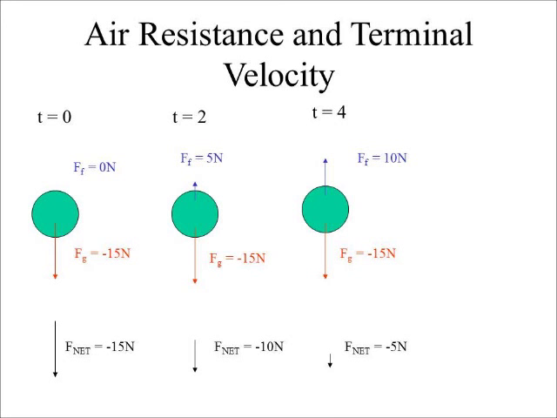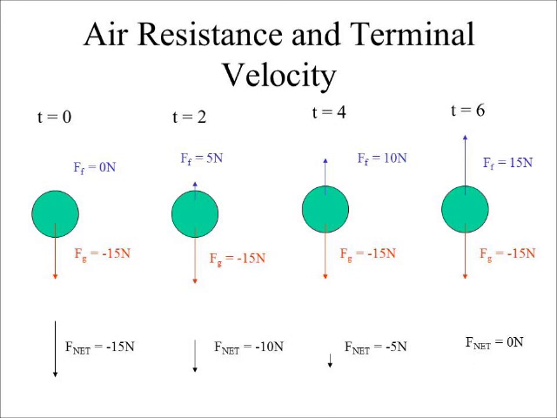Then finally, at time equals 6 seconds, we're at the point where the gravitational force down is equal to the air resistance force up. In other words, it's going so fast that the air resistance has gotten great enough that it cancels the gravitational force. Net force is 0, and it doesn't accelerate anymore. So notice my black vector has gone from negative 15 net force to 0 net force. The net force has decreased on the ball, therefore the acceleration has decreased until it reached 0.